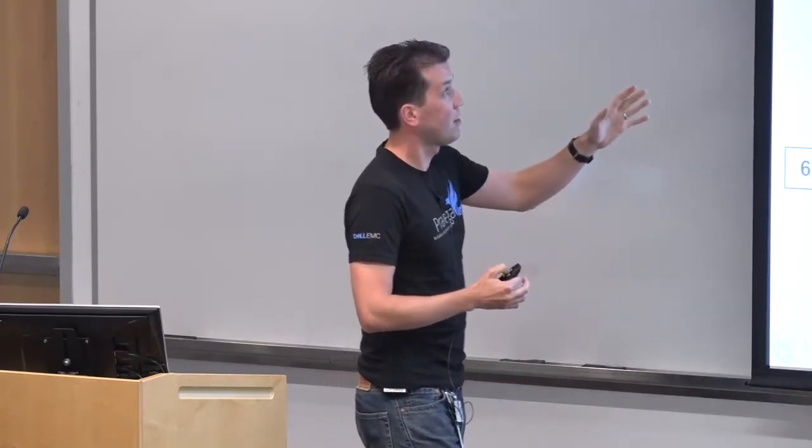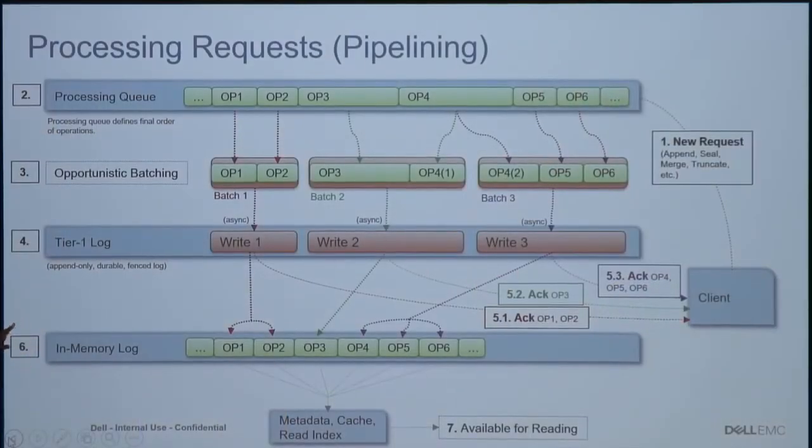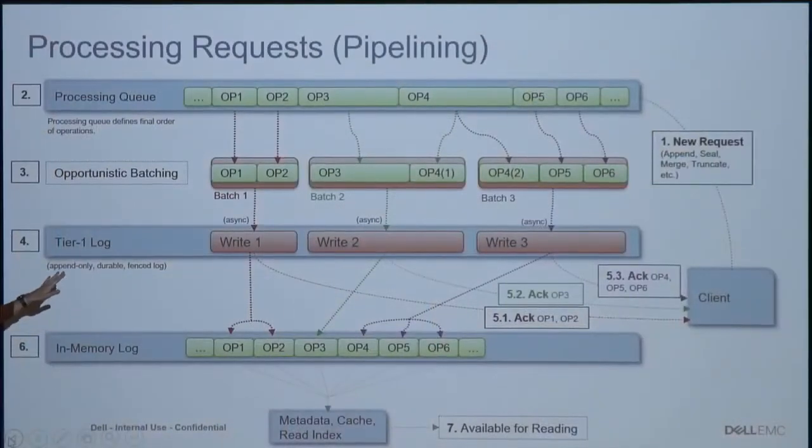So in this example, we have six operations, 1, 2, 3, 4, 5, and 6. 1 and 2 arrive at the same time, so they get batched together. 3, 4, 5, and 6 arrive later, but roughly around the same time. 3 and 4 are rather big, so they get batched together, but 4 is really big, so you can't really fit it in a particular write. So it gets split into 2 writes. So batch number 2 has operation 3 and about half of operation 4. Then batch 3 has the rest of operation 4, 5, and 6.